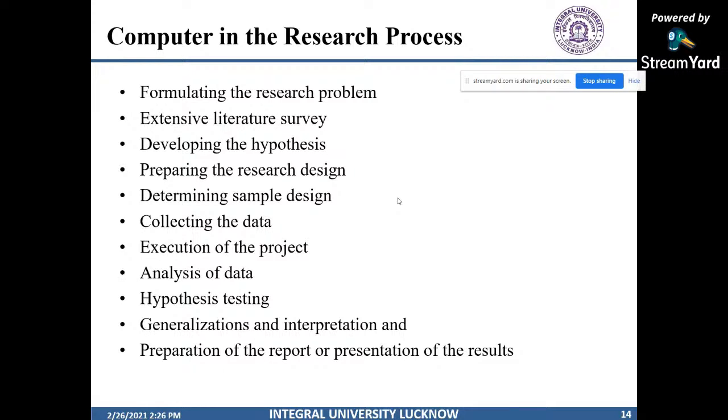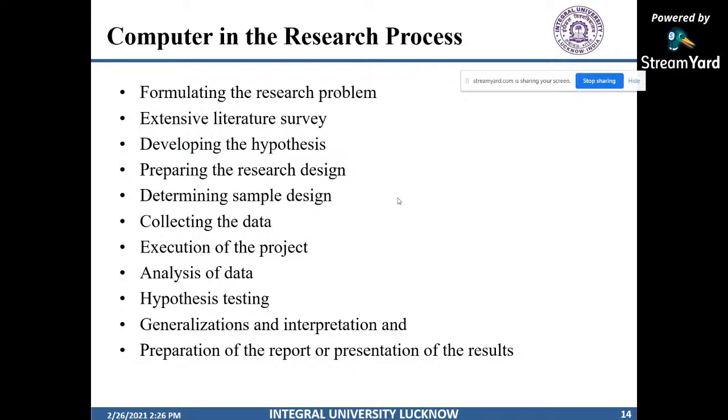Multiple fields are there in computer science also. Someone is doing research on software engineering, someone on cyber security, someone on information security, someone on machine learning or artificial intelligence. So first you have to formulate your research problem, and in which area you are going to work, which will be your research theme, your research topic.